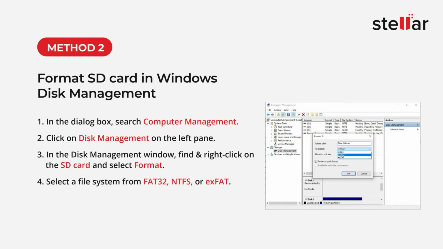Step 4. Select a file system from FAT32, NTFS, or exFAT. Step 5. Select the Perform a Quick Format option, and click OK.